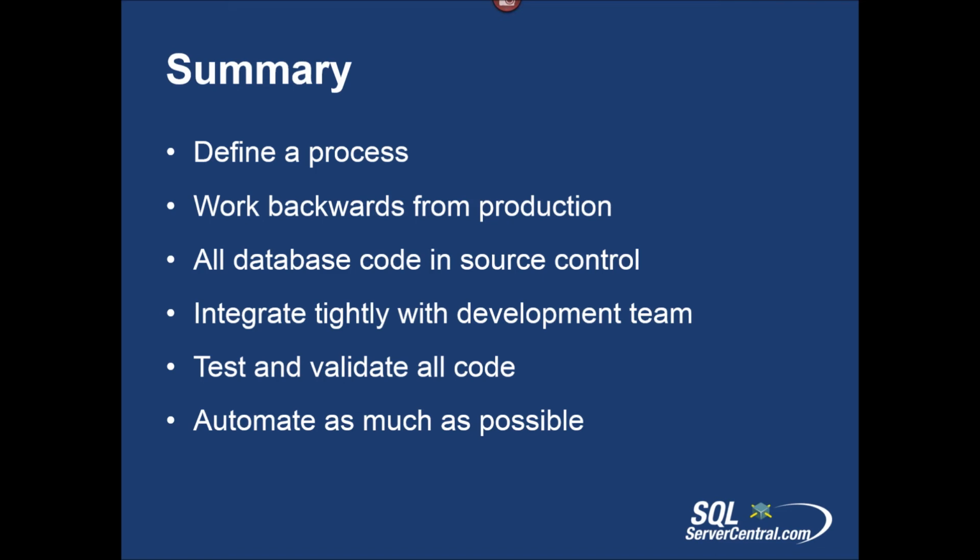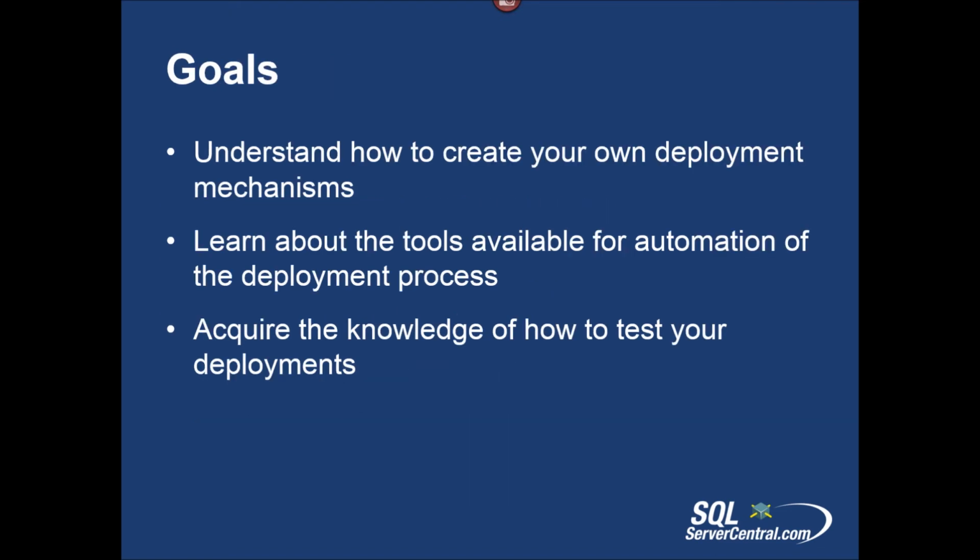And so that's basically it. Define the process, work backwards from production, database code and source control, integrate tightly with the development team, test and validate all your code, and automate as much as possible. Hopefully today in this somewhat limited presentation, I'm going a little faster than I meant to, sorry about that, I get excited.